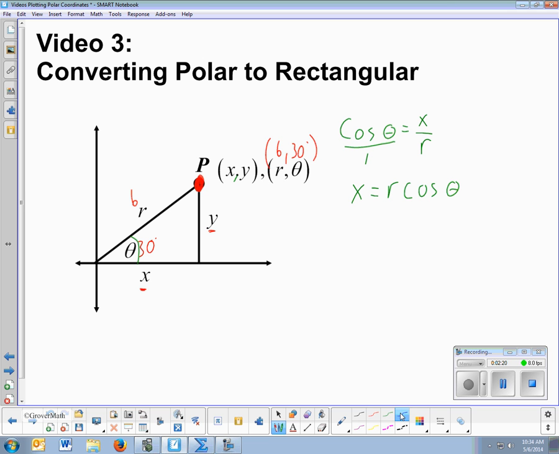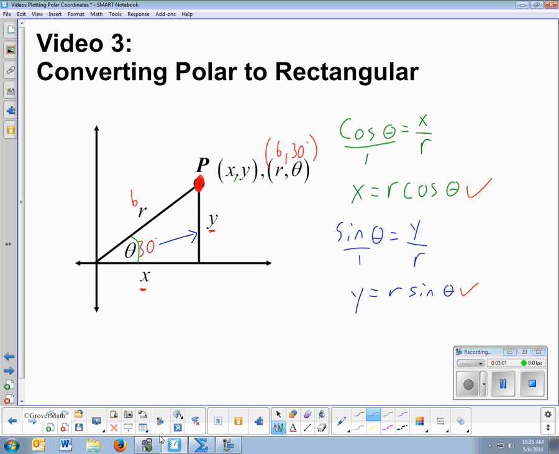So now let me switch over to sine, and we know that sine theta is opposite over hypotenuse, that is y over r. Right, here's our opposite angle theta is y, and our hypotenuse is r. And so when I cross multiply this, I get the equation y equals r sine theta. And these are the two equations we're going to use. X equals r cos theta, y equals r sine theta. And so if we have r and theta, which we do in a polar coordinate right here, then we can simply plug into these two equations to find the x and y values.